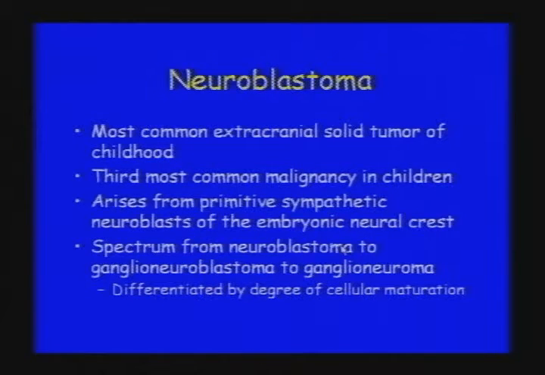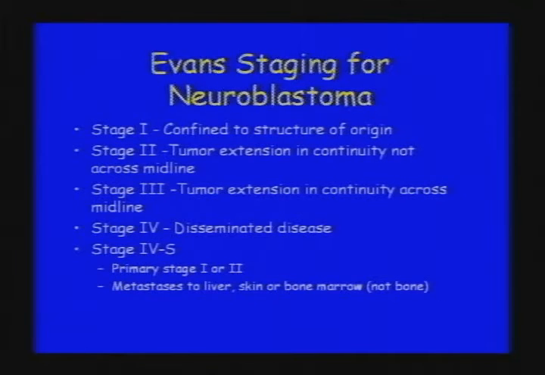Neuroblastoma is the most common extracranial solid tumor of childhood and the third most common malignancy of children. The first is leukemia. The second is brain tumors as a group. These arise from the sympathetic neuroblasts of the embryonic neural crest, and so they can be seen anywhere from the base of the skull to the organ of Zuckerkandl at the level of the bladder. And the most malignant is neuroblastoma, and it goes through a range from neuroblastoma to ganglioneuroblastoma to ganglioneuroma. And this is pathologically differentiated by the degree of cellular maturation.